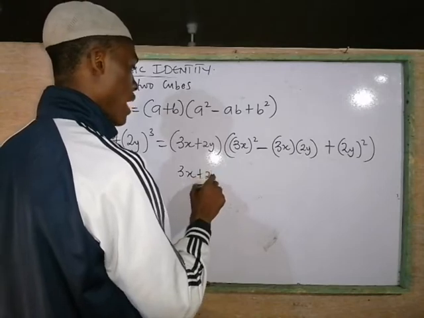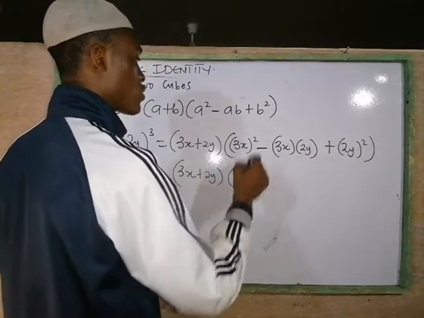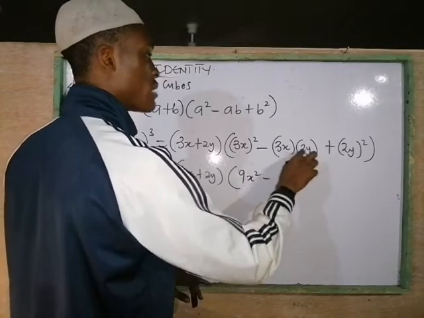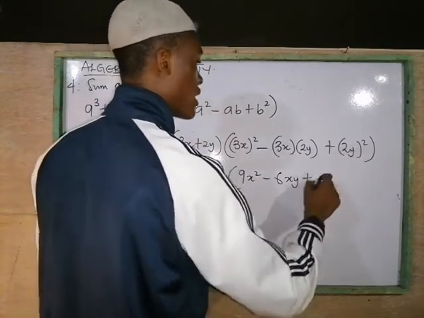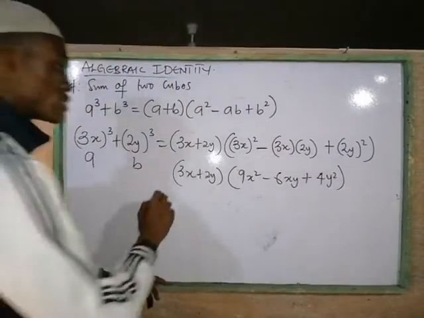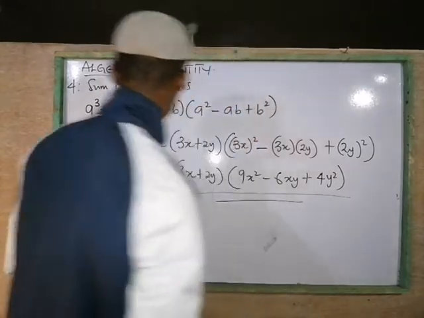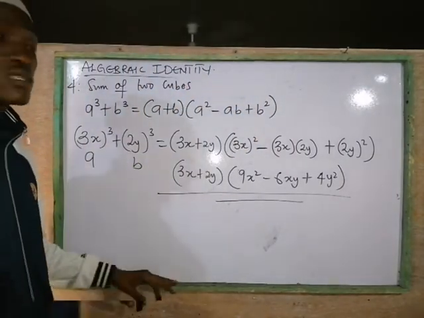3x plus 2y. 3 squared is 9. Then x squared is also x squared. Minus 3 times 2, 6, x times y, xy. Plus 2 squared, that is 4, y squared, that is y squared. So this is what the identity for 3x cubed plus 2y cubed is going to give us.